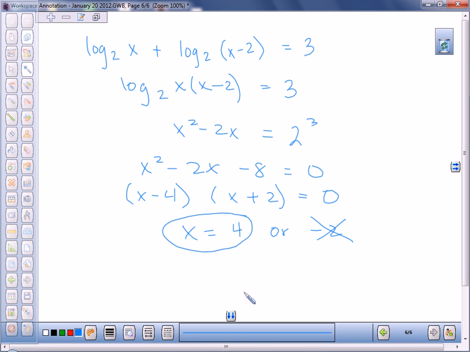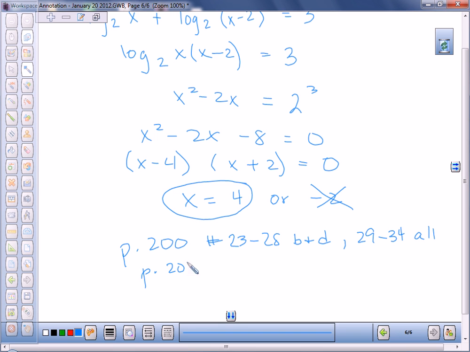And that is today's lesson. So if you will open your books to page 200 and do the problems on the board, we're doing 23 through 28, parts B and D only, and then 29 through 34 we're doing all. And on page 202 we're doing 43 through 46. Okay, that's not so bad.